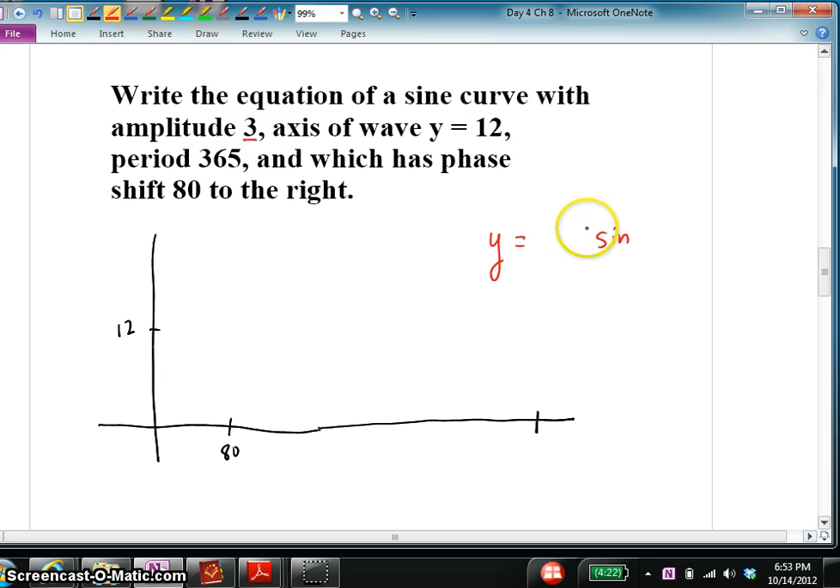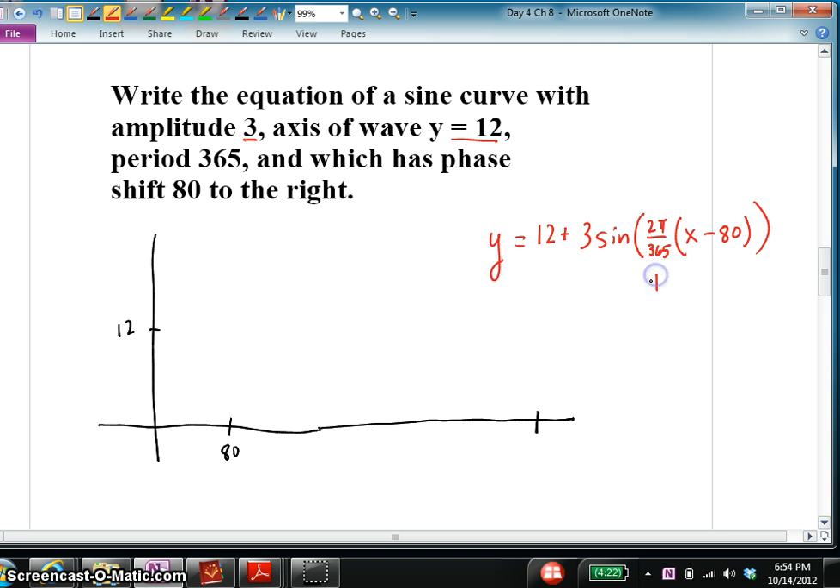The amplitude is 3, so that's the number in front of the sine. The axis of wave is 12, so that goes out front. The period is 365. So in order to make that work, the number here should be 2 pi over 365. And then it's got a phase shift of 80 to the right. So that's x minus 80 right there.